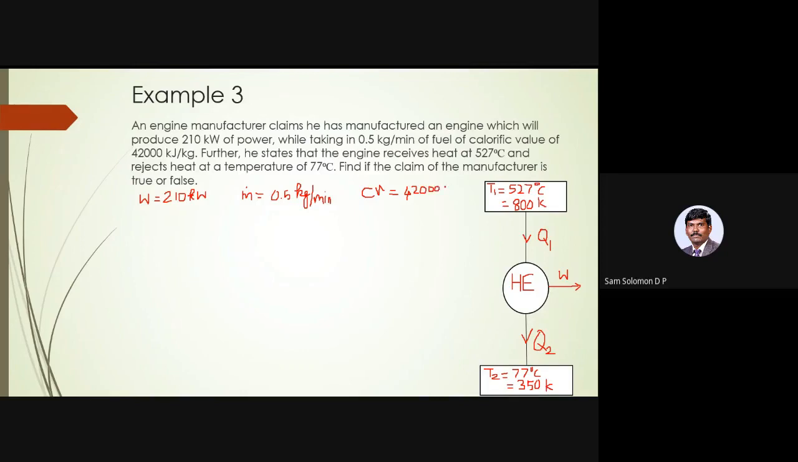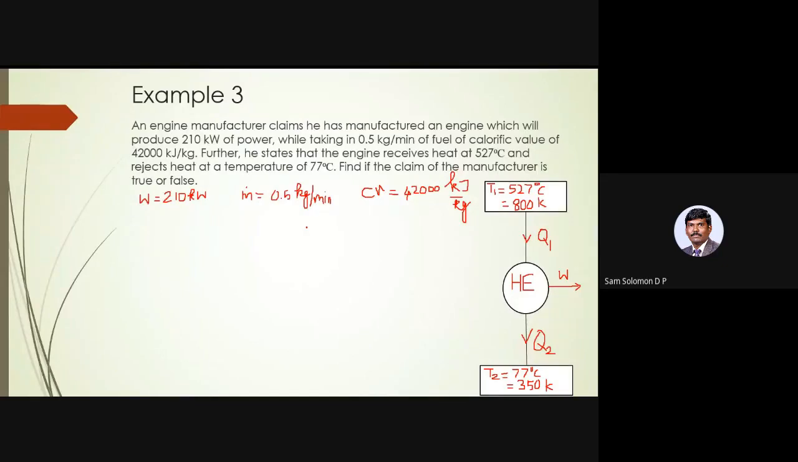So this is 42,000 kilojoule per kilogram. Since they have given this mass flow rate and the calorific value, you can find out the heat supply. Calorific value is the amount of heat energy that a fuel can give out when it is burnt. So the calorific value of the fuel is the energy content of the fuel.